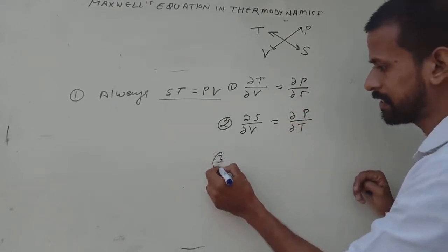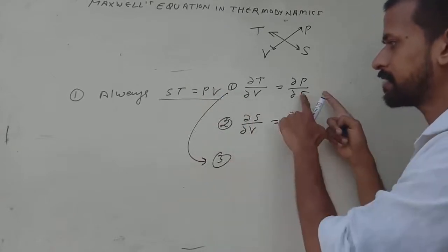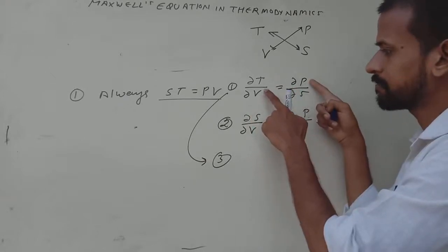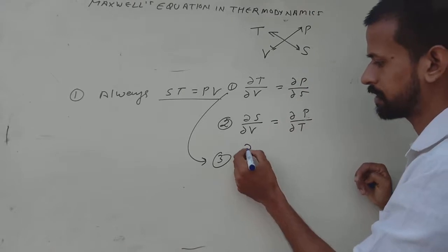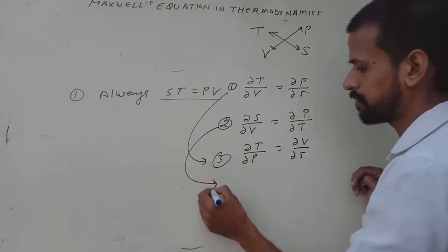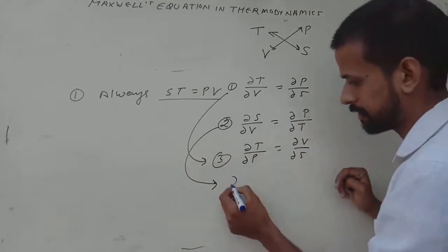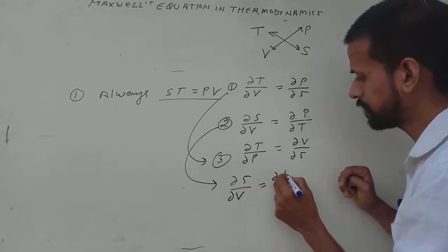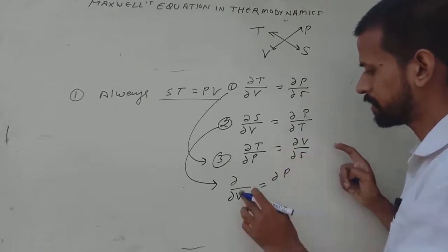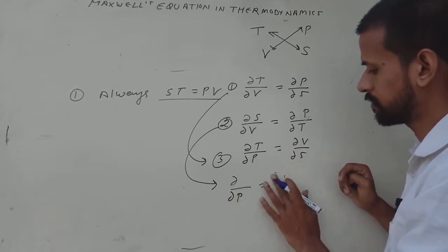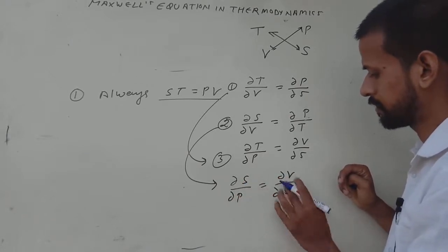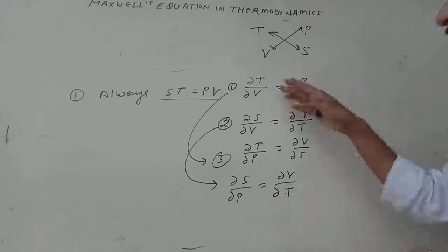For writing the third, we write the same one but interchanging P and V. First I interchanged T and S, and now in this we interchange P and V. So this is del T by del P is equal to del V by del S. For the fourth, we write the second by interchanging P and V. This is del S by del V is equal to del P by del T, and we interchange P and V, so we write here del S by del P equal to del V by del T, with S staying the same. These are the four Maxwell equations.